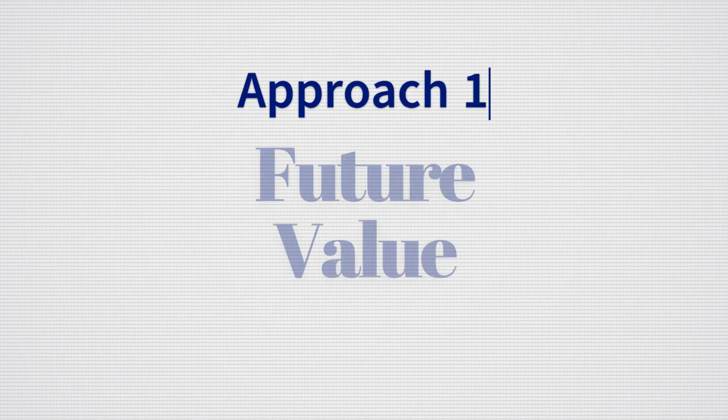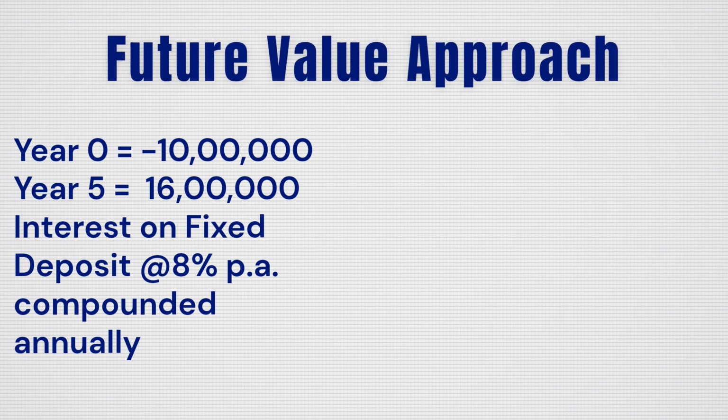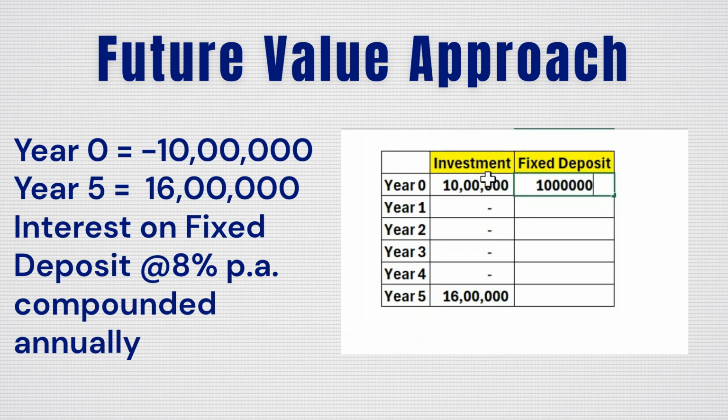Approach 1. Future value approach. This approach has been used to compare the return after year 5 with the return if the amount is invested in a fixed deposit instead. So the way this works is, had this amount of 10 lakhs for 5 years been deposited in an 8% per annum fixed deposit compounded annually, what is the return after 5 years?